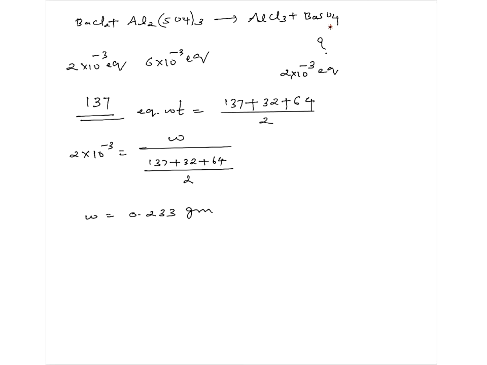Now let me illustrate how to solve a problem without balancing. In this problem, we have got 2 milli equivalents of this fellow, 6 milli equivalents of this fellow. And the question is, how many grams of barium sulfate will be formed?